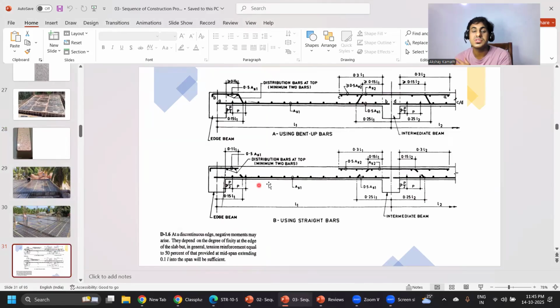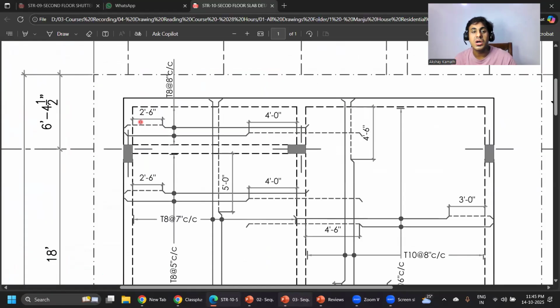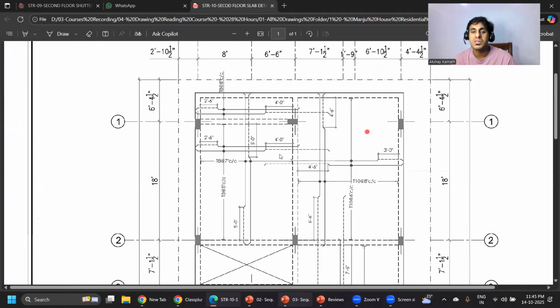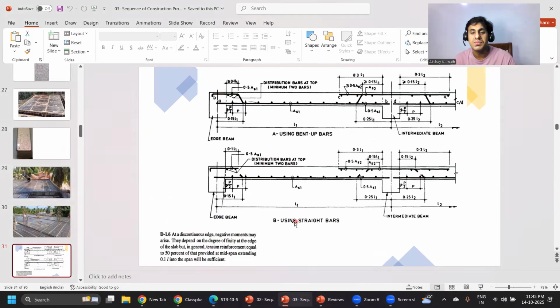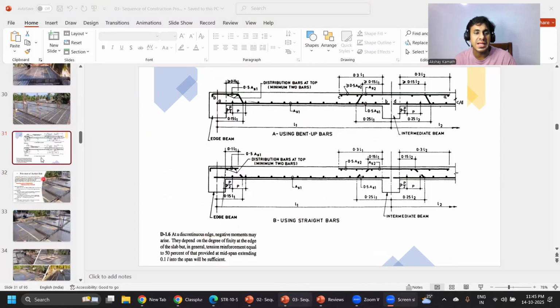Now coming to the big question, sir, like I mentioned, why is this 2 feet 6 inch, why is it 4 feet, why is it 4 feet 6 inch, where is it coming from? We have a code book for that. This is a code book which you should understand. This is for the beam portion. For the slab also we have.